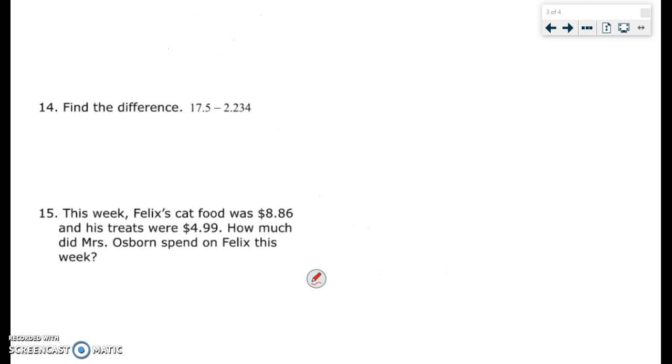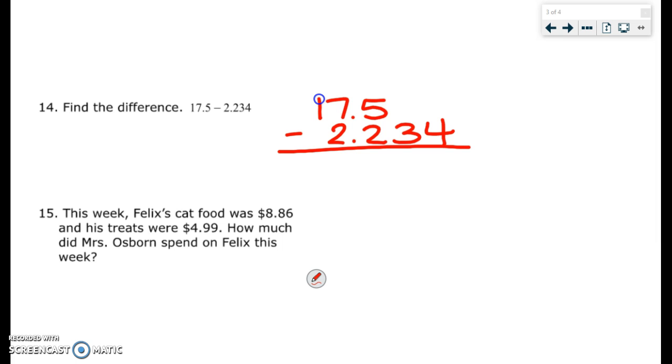Okay, so now I have another subtraction problem, except I see that one of my numbers, or my first number, my top number, does not have the same number of decimal places as the other number that I'm subtracting. So I need to fill in zeros so that they all line up and that they end in the same place value.